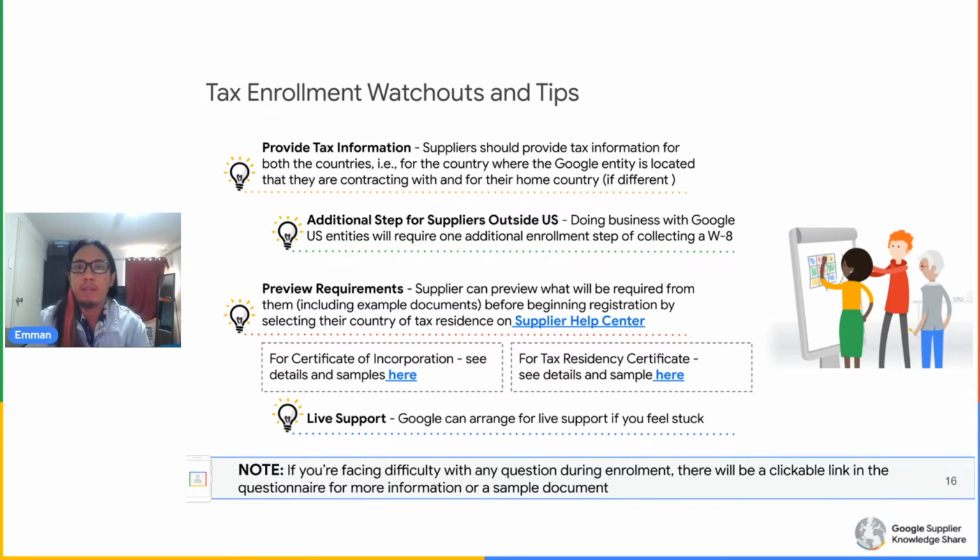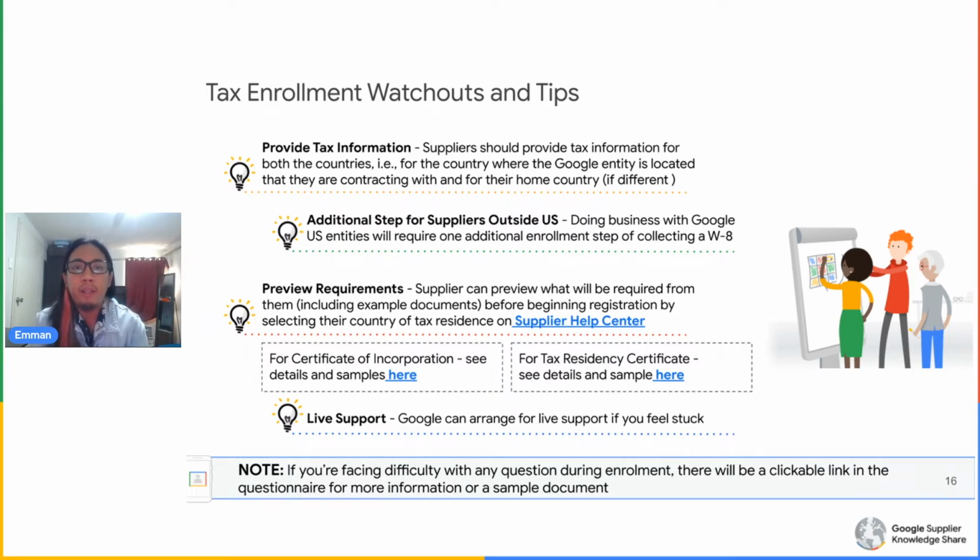Provide the correct tax information. That's very important. A common misconception is that you only need to provide the tax information based on your country of tax residency. Later, when navigating the tax questionnaire, you will be asked for the country of tax residency, and at the same time, which countries in Google you will be contracted or transacting with. That combination of countries needs to be populated in the tax questionnaire so that we can generate the right questions for you to fill out the tax compliance requirements per country that you will be doing business with.